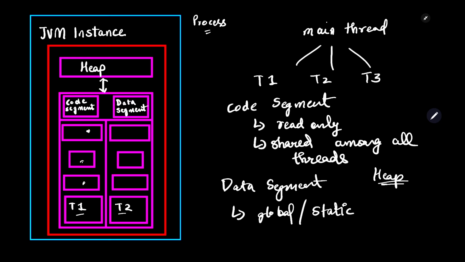Now let's talk about the stack memory. This particular stack memory is specific to a given thread. So basically each thread has its own stack memory and it is used to handle function calls and local variables. So this is the stack.